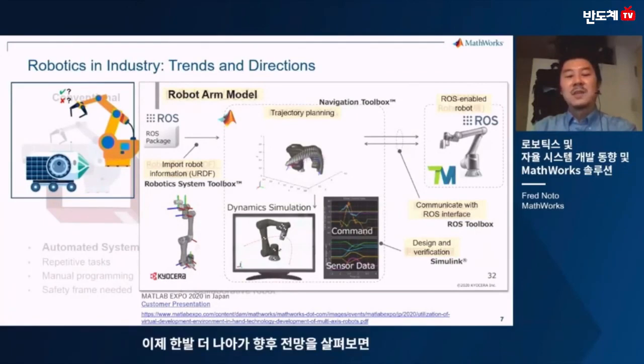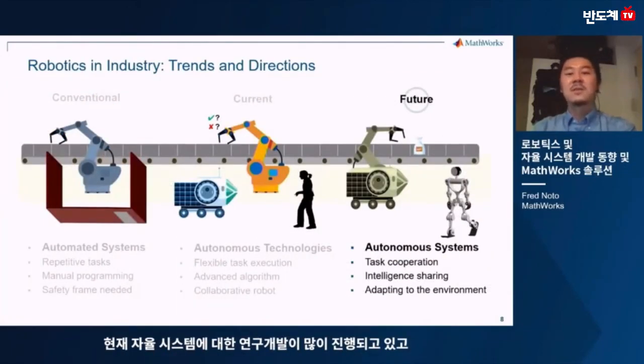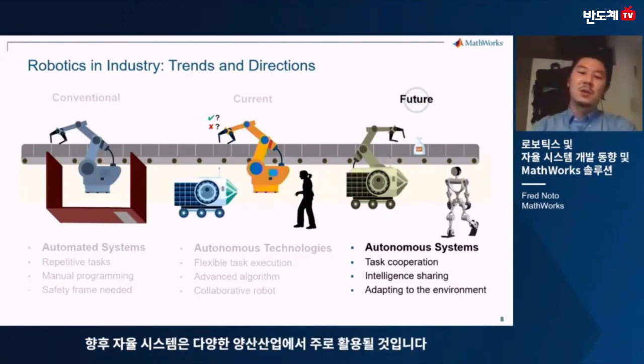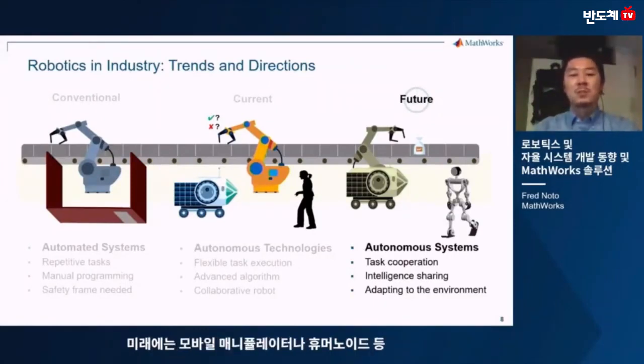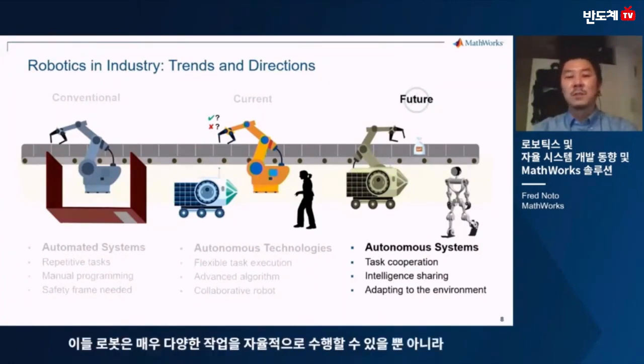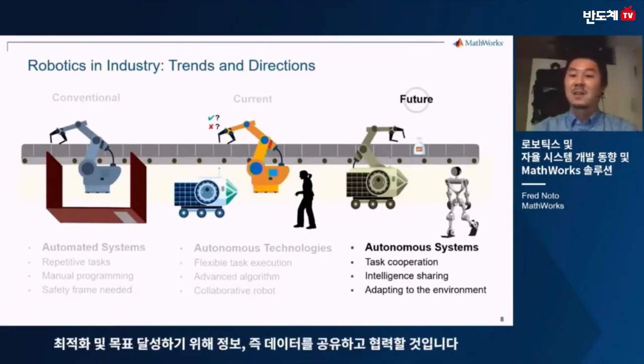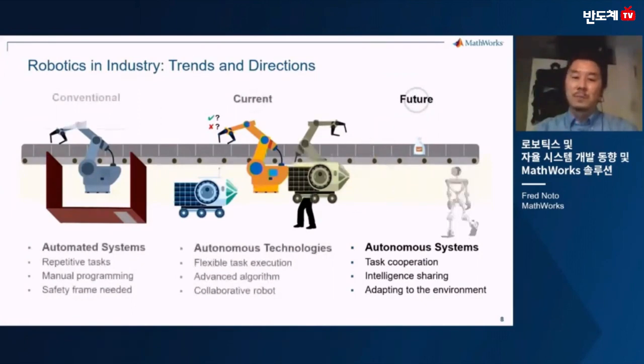Now, let's take a step forward. Currently, there is a lot of research and development being done for autonomous systems, and these autonomous systems will be largely utilized in future commercial industries. These autonomous systems will be more agile and adapt to complex environments. More complex robots, such as mobile manipulators and humanoids, may become more relevant in the future. These robots will not only be able to execute a large variety of tasks autonomously, but will also cooperate and share intelligence, in other words, data, to optimize and achieve an objective.